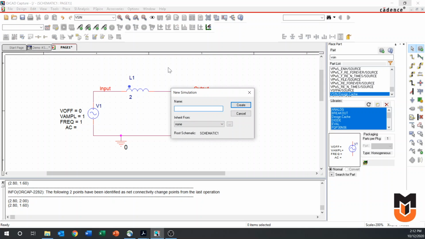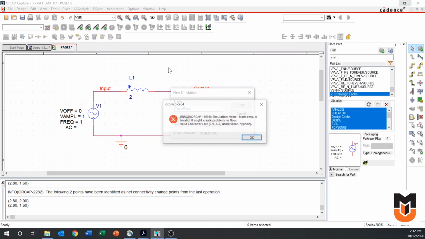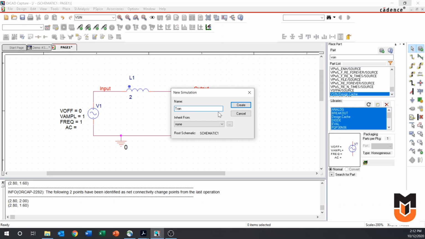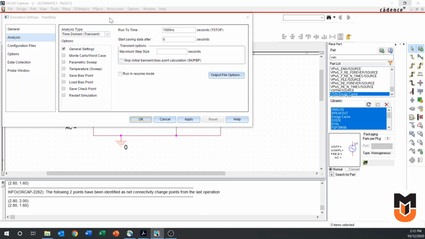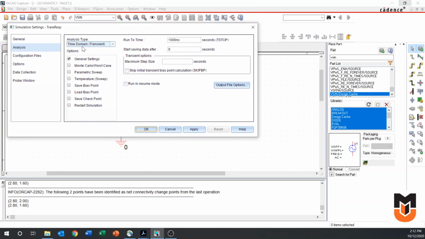So what we need to do now is create a new simulation profile. So let's call this our transient response. So let's get rid of, it's not liking my punctuation, so let's do that. And so anytime we're wanting to plot something over time, we're going to use this time domain or our transient.